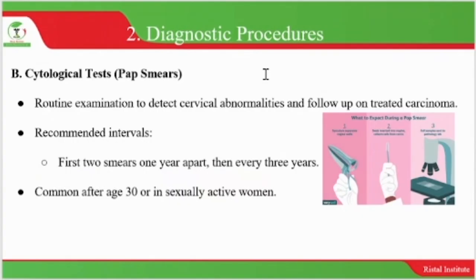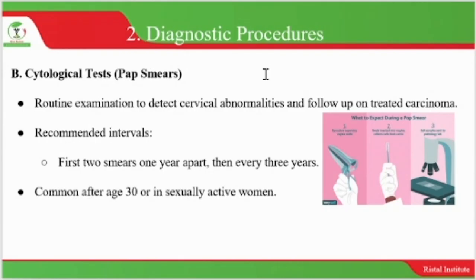Then we look at the cytological tests. Under the cytological tests, we can look specifically at the pap smear. The pap smear is a routine examination to detect cervical abnormalities and for follow-up on treatment of carcinoma. It is recommended at the following intervals. The first 2 smears can be done 1 year apart, then every 3 years.